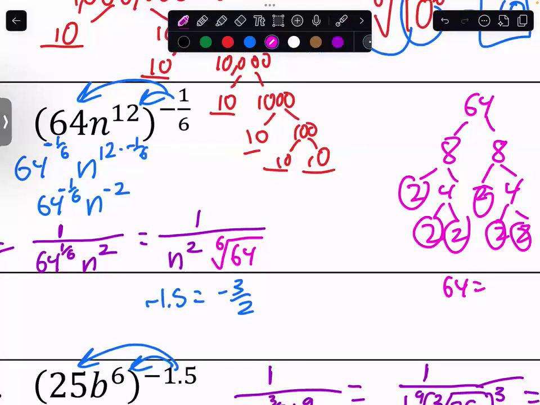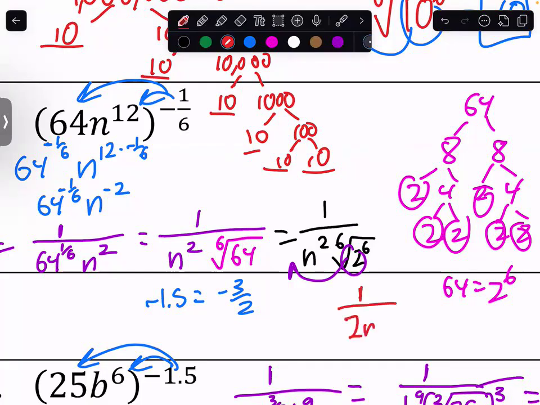So 64 is equal to 2 to the 6th power. Right, so now we can take the 2 out because the exponent of 6 matches the index of 6. So the 2 moves in front, and that makes your answer 1/2n².